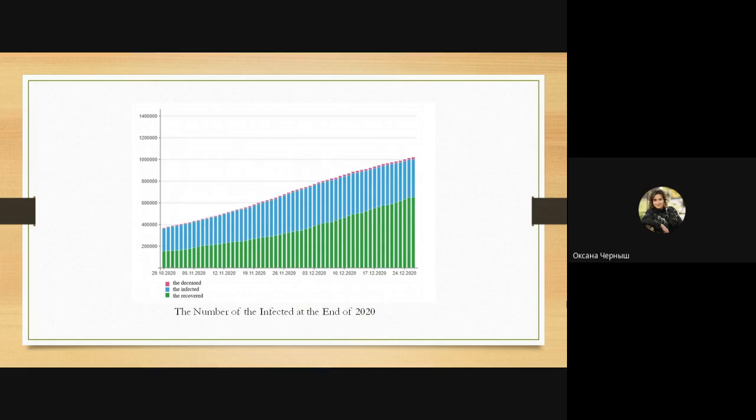sphygmogram obtained with mechanical pressure sensors that convert the oscillations of the wall of the pulsating artery into an electrical signal. Therefore, pulse oximetry can be used as a source of primary biological information about heart rate and natural heart rate variability. Edge devices are viewed as a complex automated system.